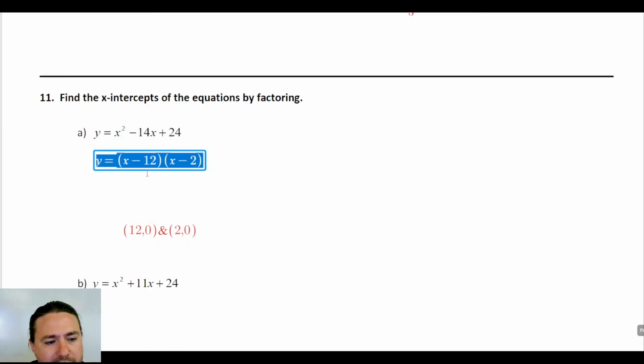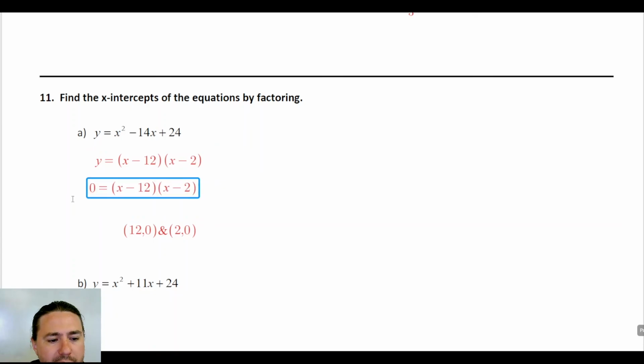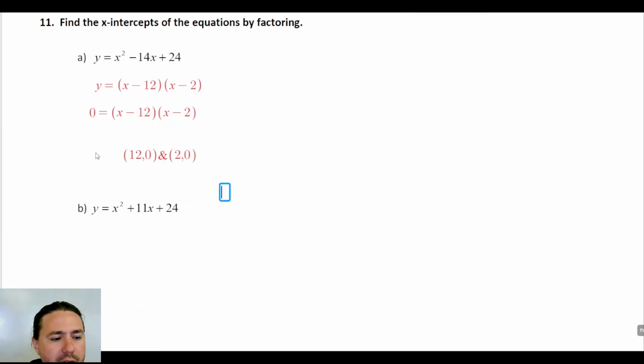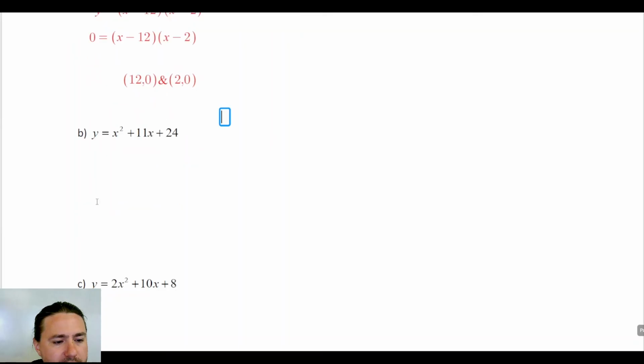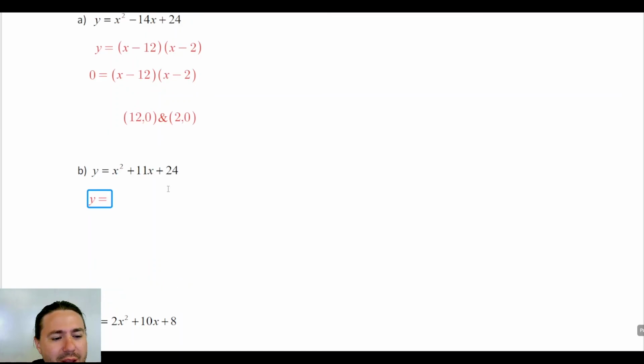So like, if I'm finding the x-intercepts, I need to set y equal to 0, and then I can use the zero product property to say, okay, well, either x minus 12 has got to be 0, or x minus 2 has got to be 0. So that's where these two are coming from. To factor part B, we're looking for 2 numbers that multiply to give me 24 again, but add up to positive 11. So actually, this is going to be very similar to the last one, except our factors would be different. So this is going to factor to be x plus 8 times x plus 3.